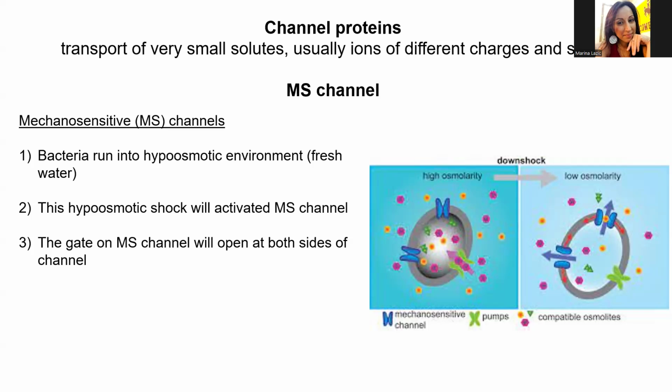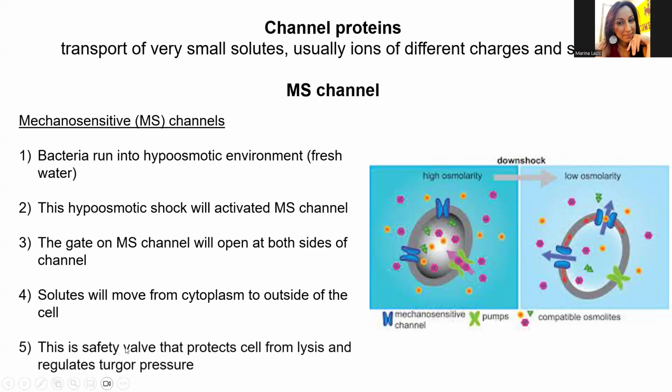So now the clip will form the gate, and solutes that are inside will move out. There will be more solutes inside of the cytoplasm than outside because it's a hyposmotic environment. So those solutes will now move from the cytoplasm to the outside of the cell. So it's like a safety valve, literally, that protects cells from lysis and regulates their turgor pressure. It's trying to make an equilibrium between inside and outside of the cell.